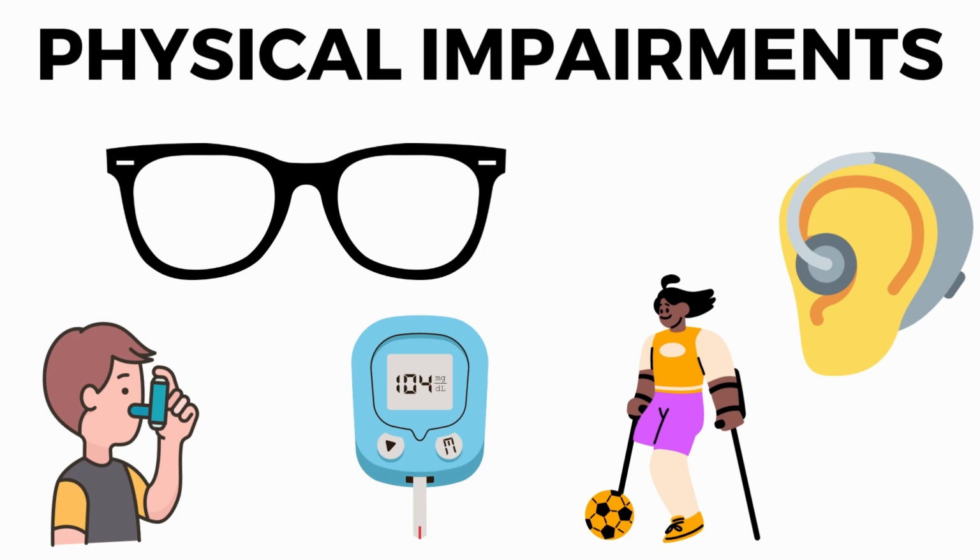Some examples of potentially qualifying physical impairments would be asthma and diabetes, which are disorders that affect the respiratory and endocrine system respectively. Another example would be a student with a limb difference, potentially qualifying under anatomical differences.